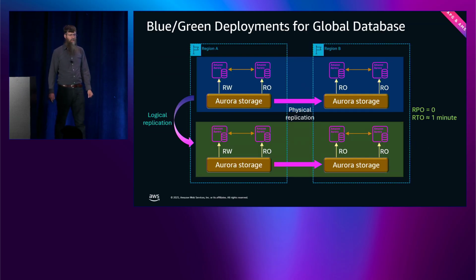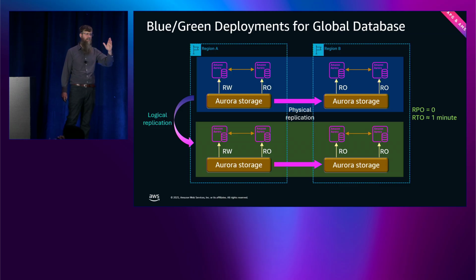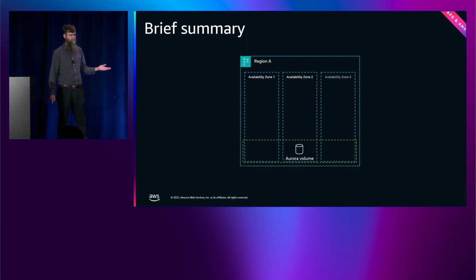All right. In case you missed it, this same thing with blue-green, we just announced for global database as well. So here we have our blue configuration and our green configuration across two regions in this case. Everything I just described for blue-green is exactly the same, except with multiple regions.